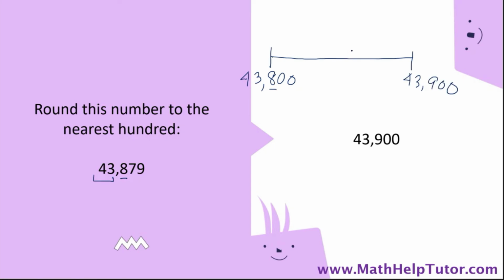And what is between 800 and 900? That's 850. But of course, we have to consider the places to the left of the digit 8. So the number between these hundreds places is 43,850.